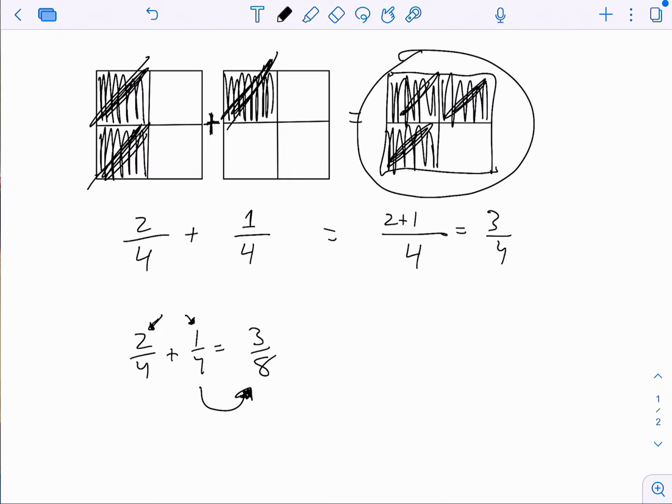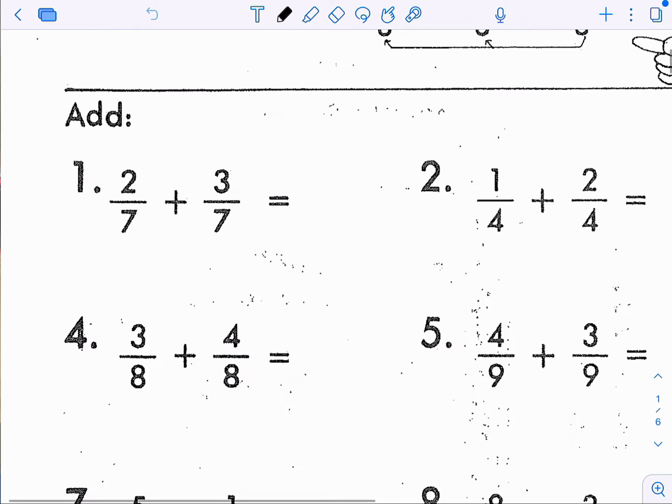So let's look at a few examples here. So remember the rules: add with common denominators, keep the denominator, add the numerators. So let's go to some questions here. Okay, so here we go. There's just a bunch here, and we'll see as we go forward.